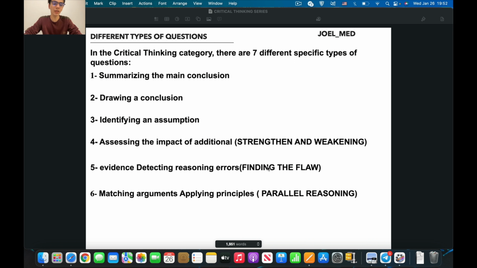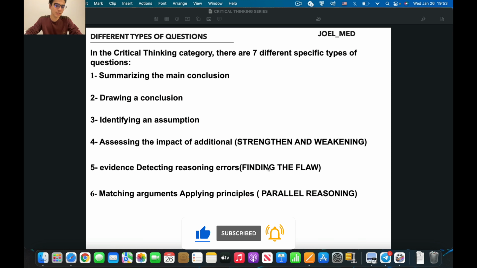In number 5, we have detecting reasoning errors. By errors, we mean finding the flaw. For example, you have to find the problem between the statements which we have, and then the problem which we have in the conclusion. You have to check the relation between the statements in the passage and also the conclusion.